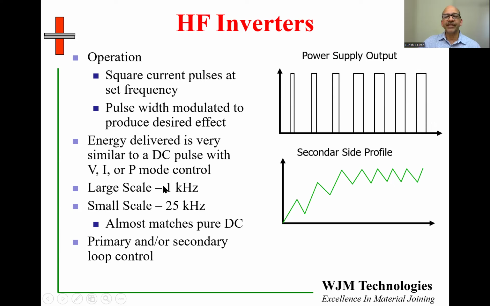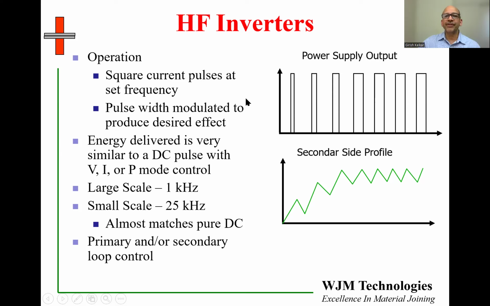And the frequency of these square pulses will depend on the unit. So the larger units, which can go up to 30, 40 kiloamps, usually are regulated at 1 kilohertz. That means there is one pulse per millisecond. The smaller units usually can go up to 25 kilohertz. That means there are 25 of these pulses in 1 millisecond.